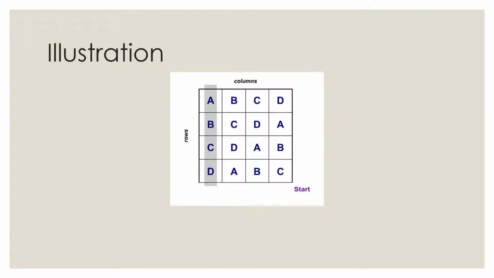Here's an illustration of a Latin square design. As you can see, there are 4 columns and 4 rows, making it a 4x4 square. You can have any size square that you want for any number of treatments, but all of the rows and columns and treatments must be equal.